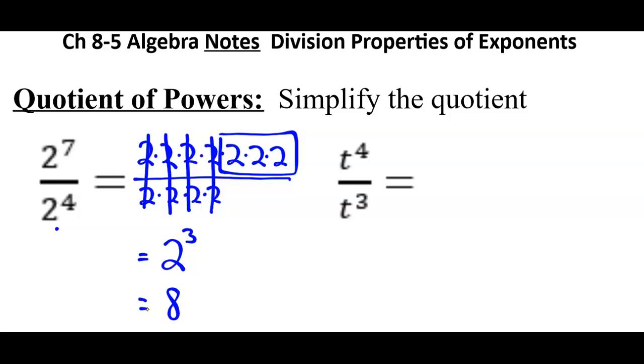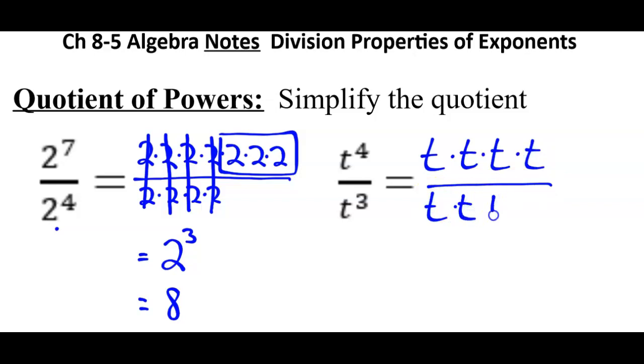Now, what about if there's t's? Is anything going to be any different? No. I've got t times t times t times t. And here I've got t times t times t. These will 1 out, 1 out, 1 out. What do I have left? I have t left. Now, look for that pattern again.